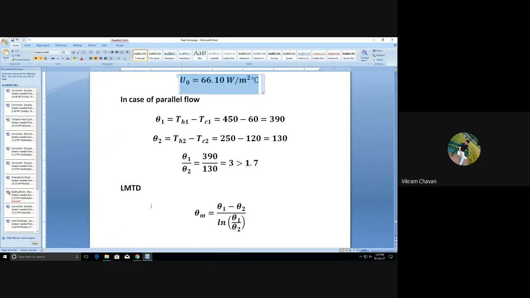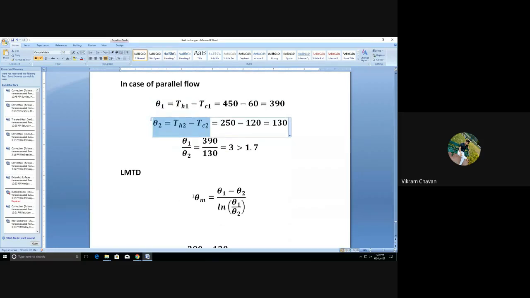The LMTD formula is the same for parallel flow and counter flow, but the difference is in theta 1 and theta 2. Remember this particular point. So in case of LMTD for parallel flow, theta m will be equal to theta 1 minus theta 2 divided by ln of theta 1 divided by theta 2. So do the calculation, everyone, and find theta m.